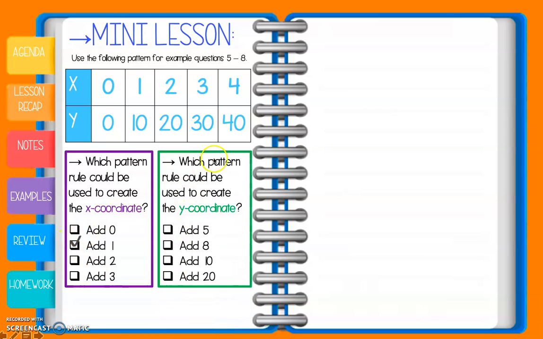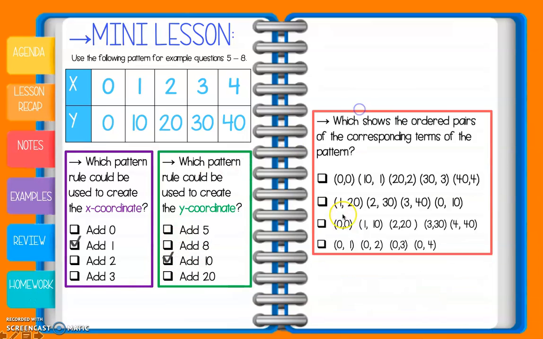Our next question says which pattern rule could be used to create our y coordinates. So here's our y coordinates. We're starting at 0. We're going up 10, 20, 30, 40. We're adding 10 every single time. So our rule is add 10.